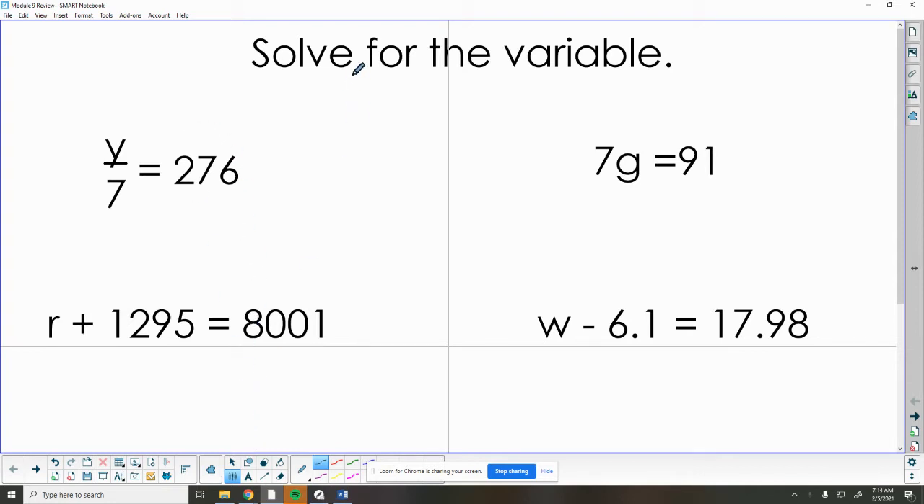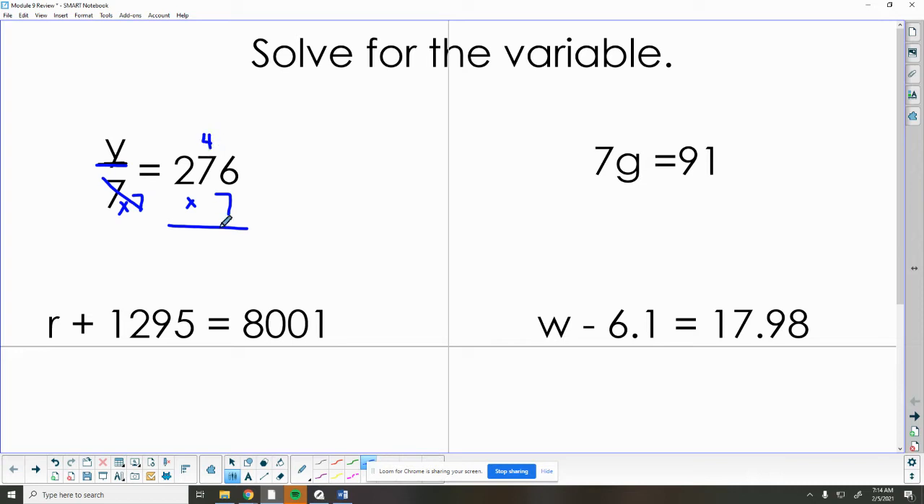So on these ones, we are going to solve for the variable. So this says y, and remember this line means to divide, y divided by 7. So we want to do the opposite to both sides. The opposite of divide is to multiply. So when we take 1/7 and we times by 7, that cancels that out on that side. So now we need to do the same thing to the other side, times by 7, times by 7.